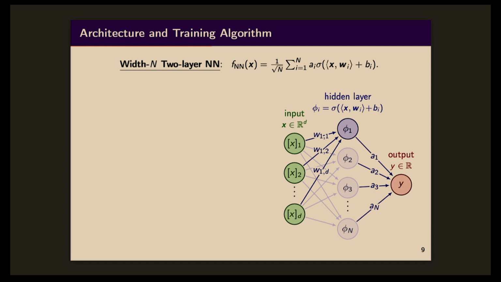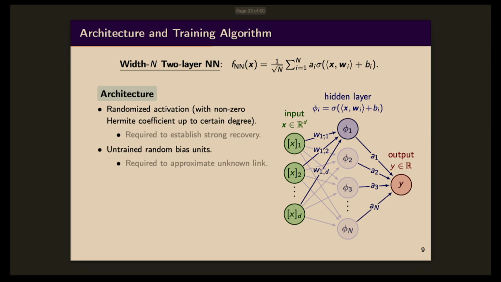So I'd like to tell you what cheating we do on the architecture and the algorithm. The architecture that we will look at is a two-layer neural network. We have two sets of trainable parameters: the first layer weights W, with some bias units b, and then the second layer a. And sigma is a nonlinearity. So this is a standard architecture.